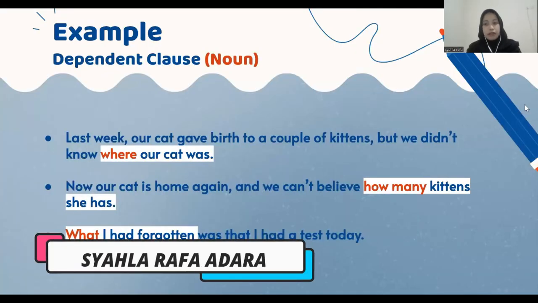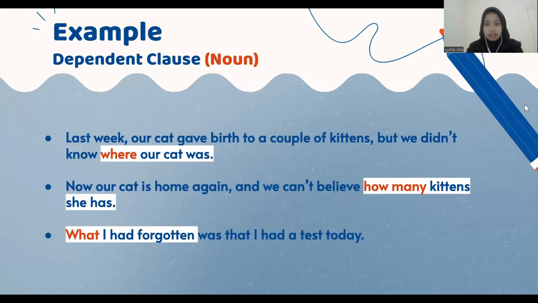So now let's see some examples of how the dependent clause type noun is used in a real and complete sentence. The first one is: last week our cat gave birth to a couple of kittens, but we didn't know where our cat was. So here, where our cat was is the noun clause because it becomes an object, which is a noun, with where as the conjunction because the context here denotes the location of the cat.